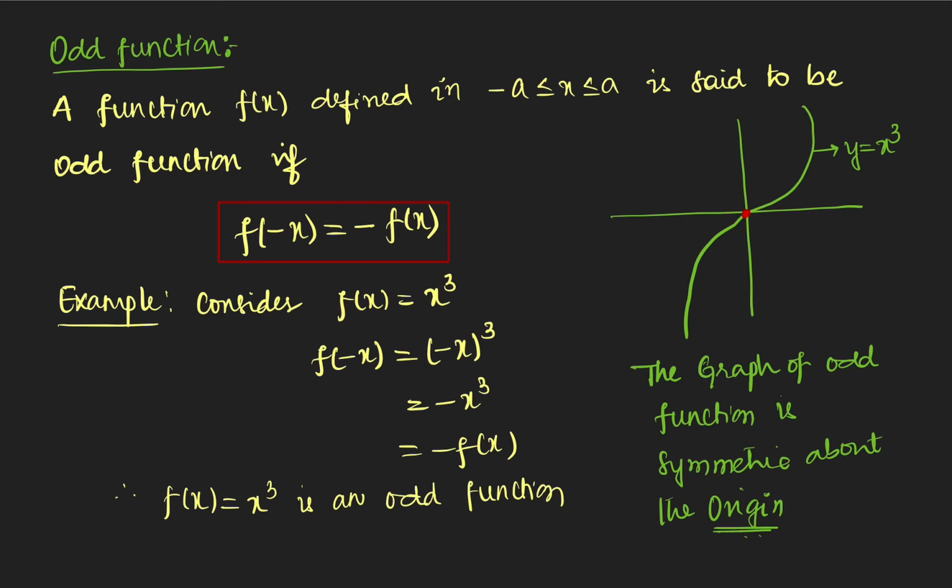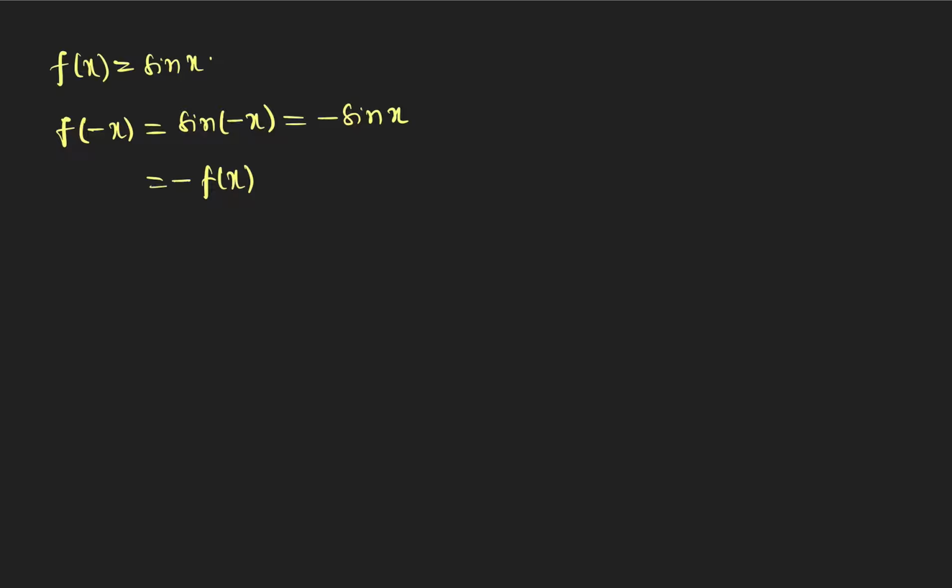So next, a few more examples. If we consider the second example, f of x is equal to sin x. If we replace the value of x by minus x, we will get sin of minus x. Sin of minus theta, we know, is minus sin theta, so we get minus sin x. So it is the negative of f of x. Therefore, sin x is an odd function.